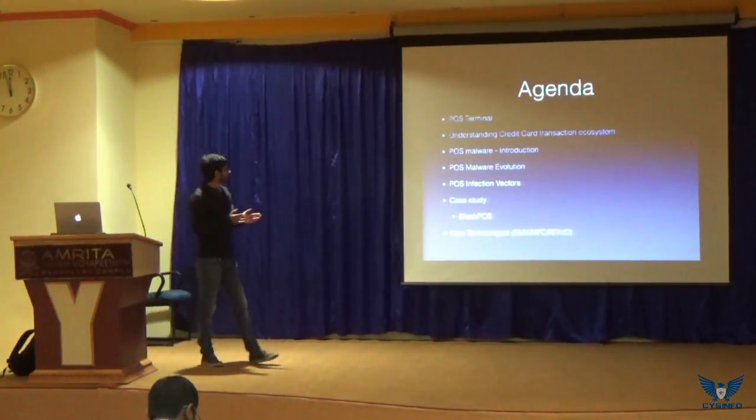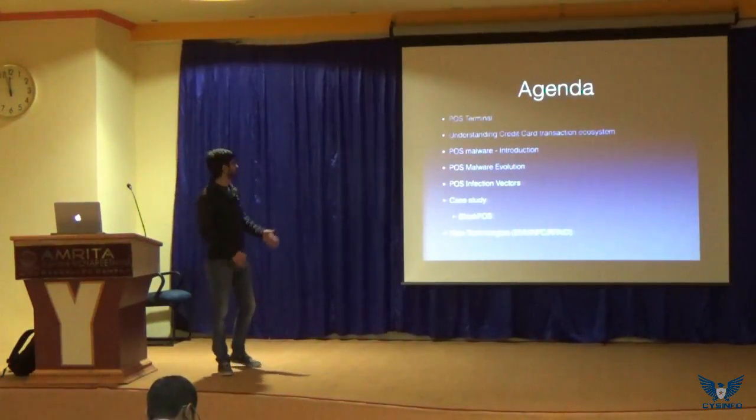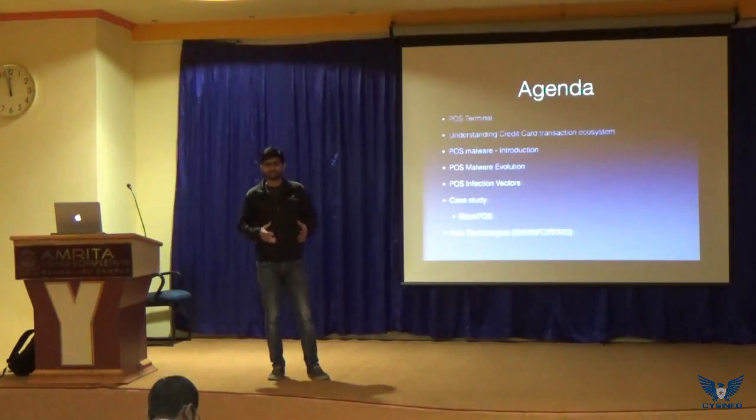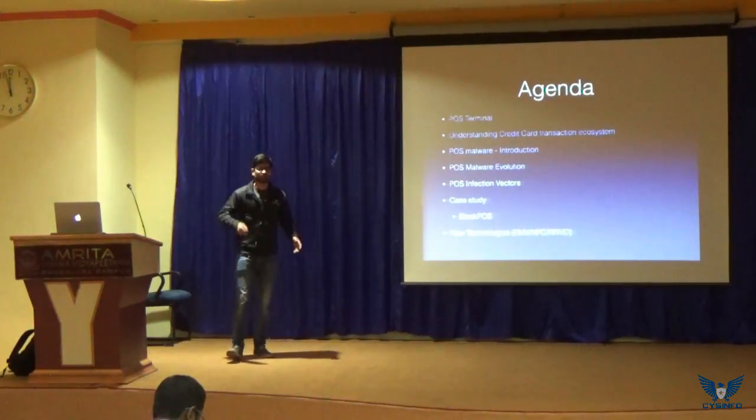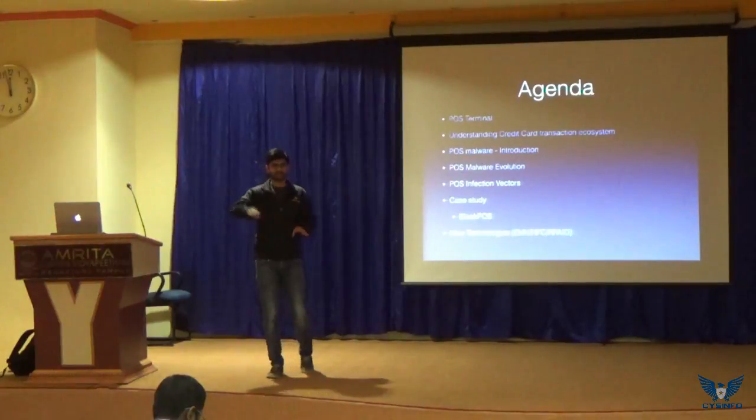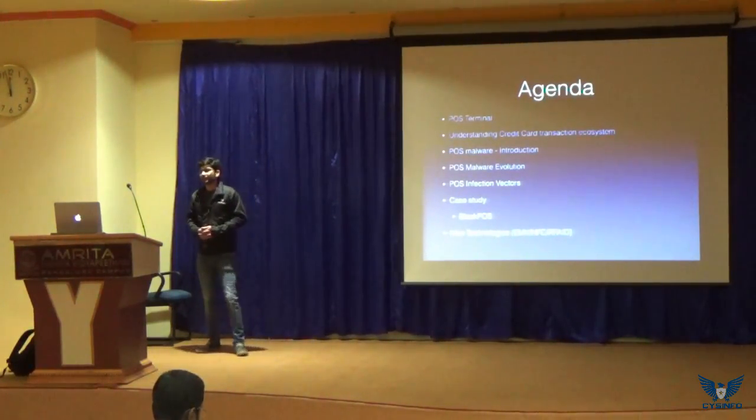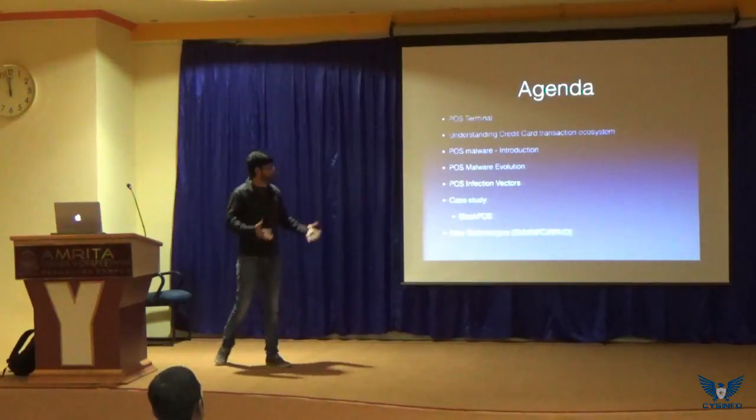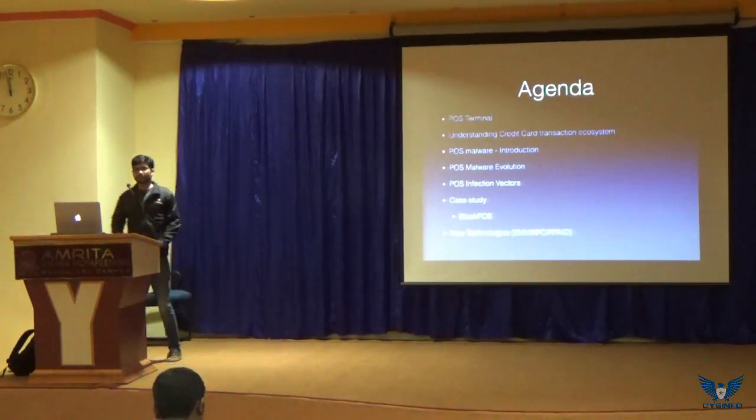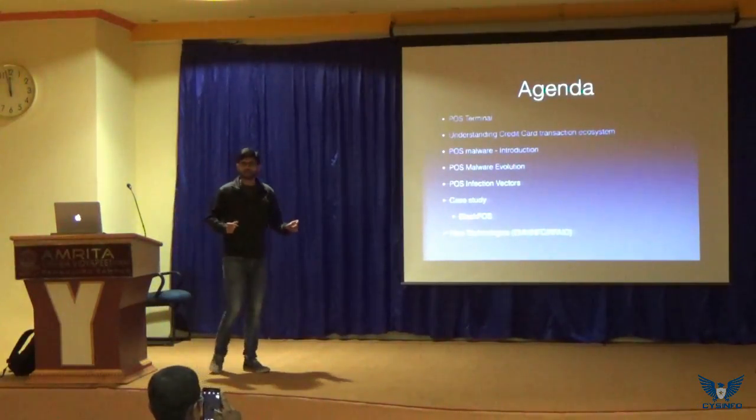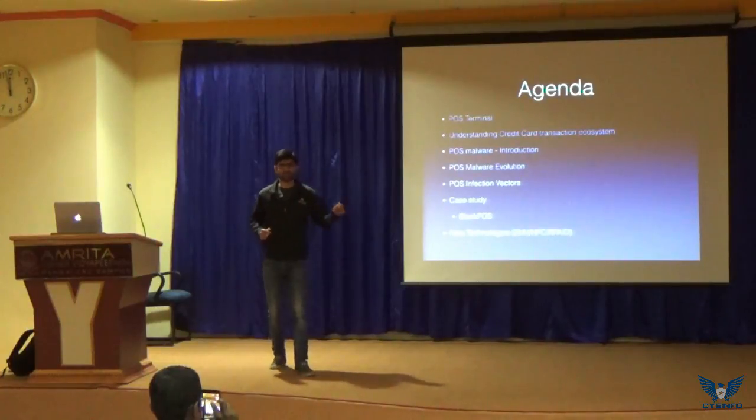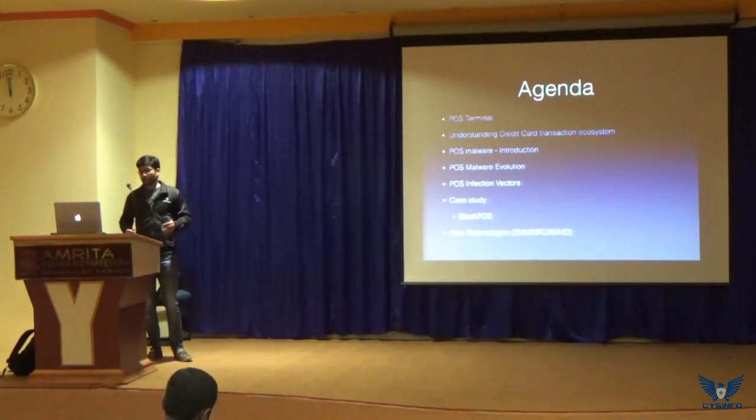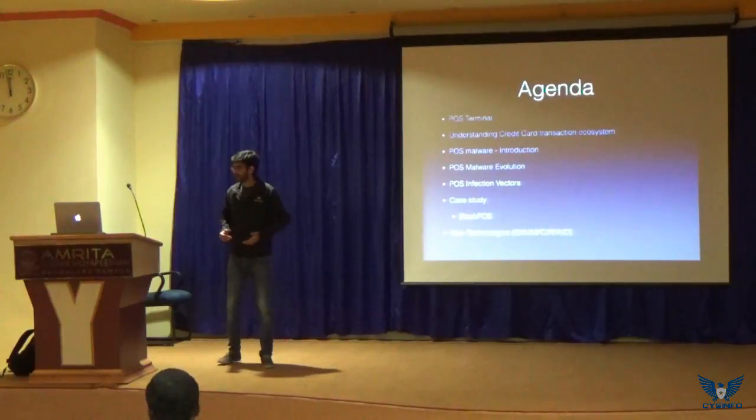We will discuss what exactly a POS terminal is, and some network topology around it. Then we will discuss the credit card transaction ecosystem: when we swipe our credit or debit card, what exactly is going on behind the scenes, and how the authentication process works. Then we will discuss point of sale malware, its evolution and infection vectors, with case studies. And then some newer technologies like EMV. These days credit and debit cards are chip integrated, so how does this technology play a role in securing transactions, and what are its weaknesses? We will also discuss that.